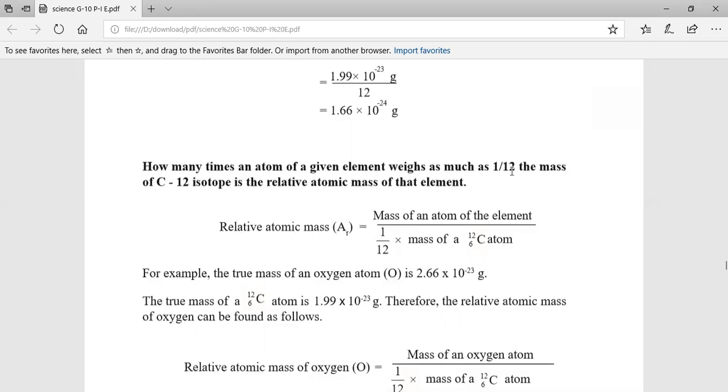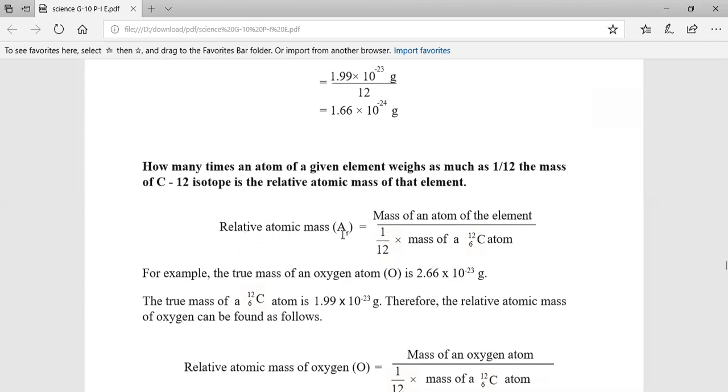This is the equation. We use this equation to calculate the relative atomic mass of any other element. Here we want to find out the relative atomic mass of oxygen. Here we use this equation.